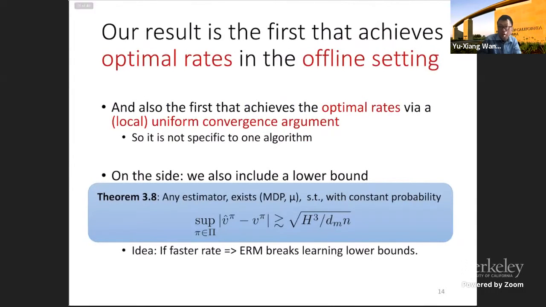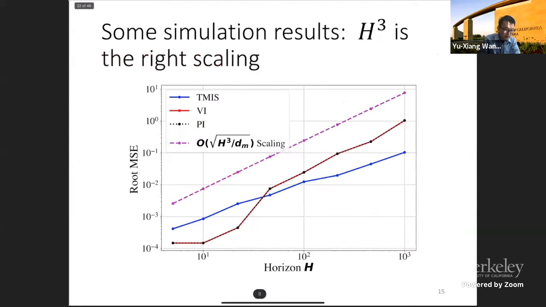I guess our result first achieves optimal rates in the offline setting, and there's a matching lower bound that we prove, which explicitly depends on the exploration parameter D_m. The construction takes a few clever thoughts, but is more or less the same construction from before, tailored for this particular setup. Right, and we've come up with examples to demonstrate that this H cubed is really the right scaling.